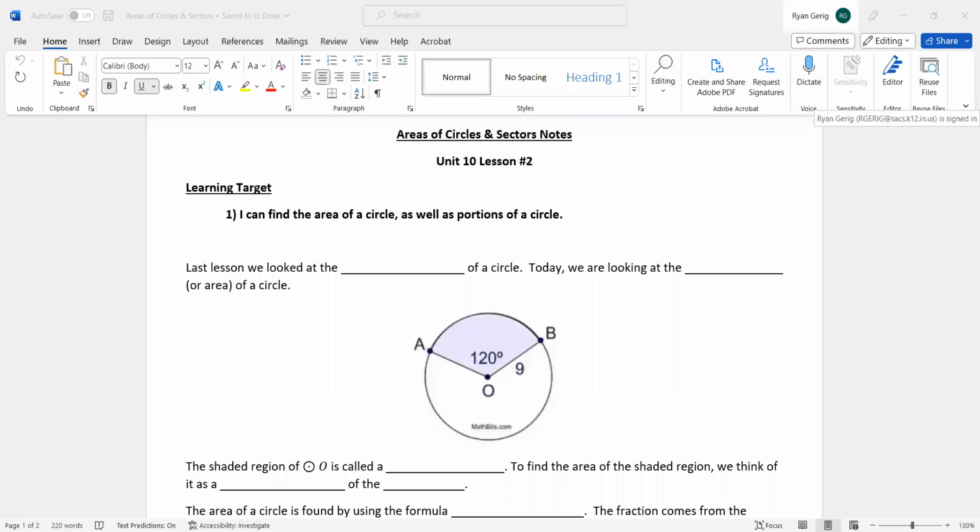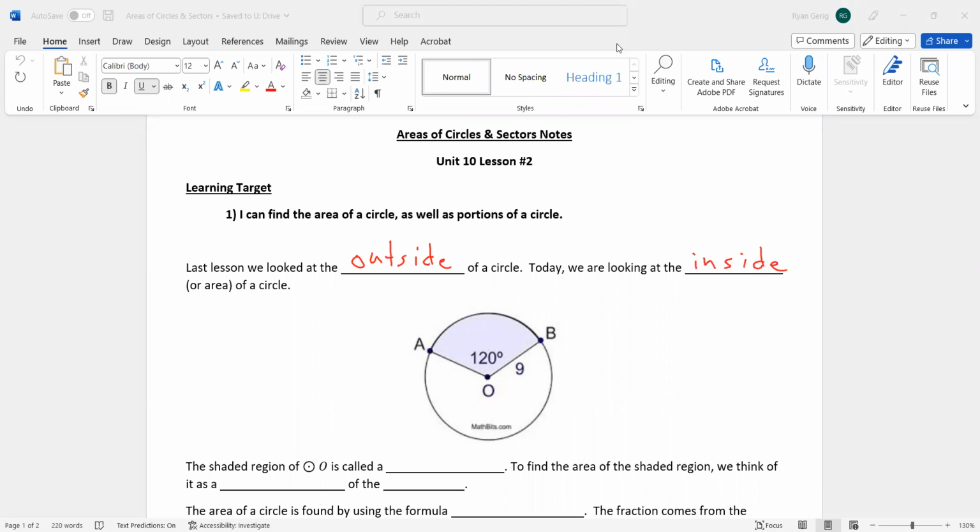Hello, geometry. Here we go with the second lesson in Unit 10. Today, we're finding the area of a circle as well as portions of a circle. So last lesson, we looked at the outside of a circle, circumference, right? And portions of it. Today, we are looking at the inside of a circle, which we call the area.